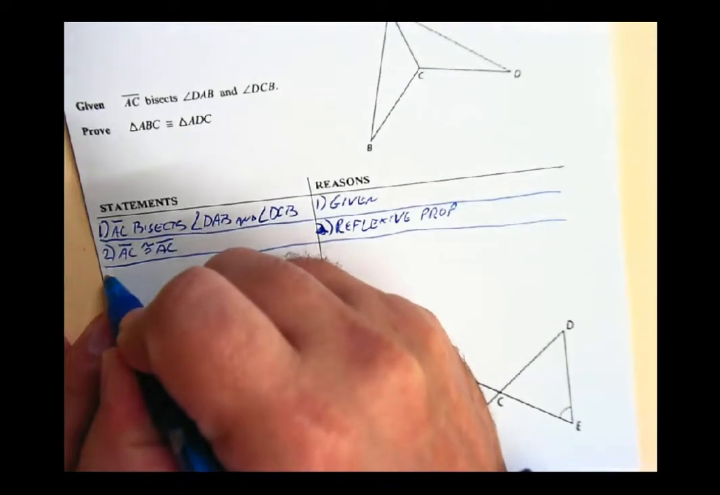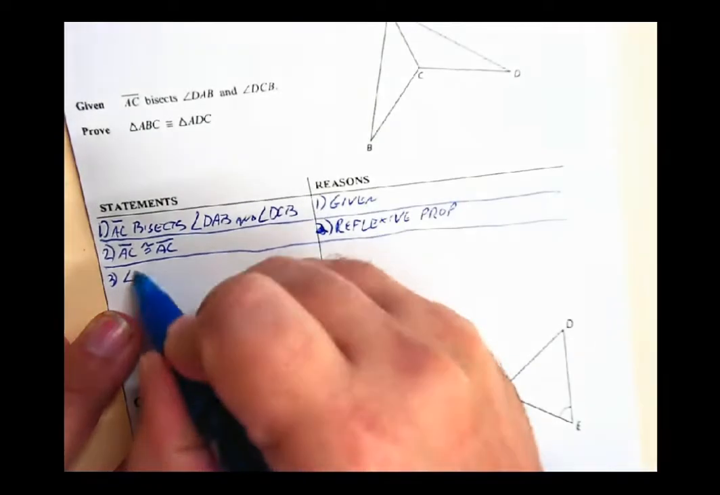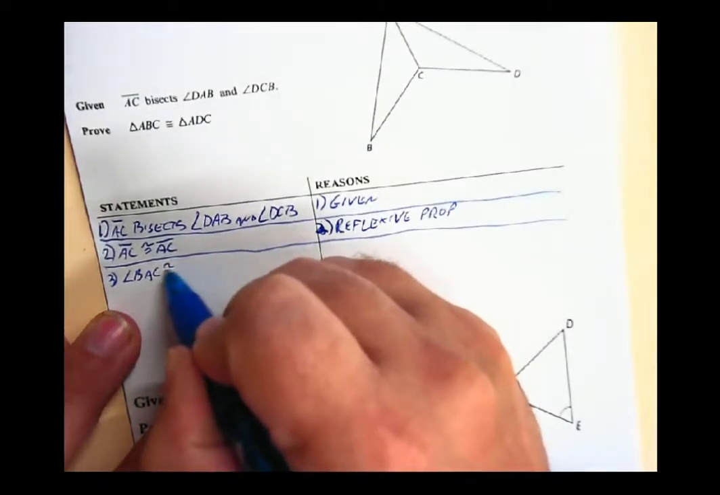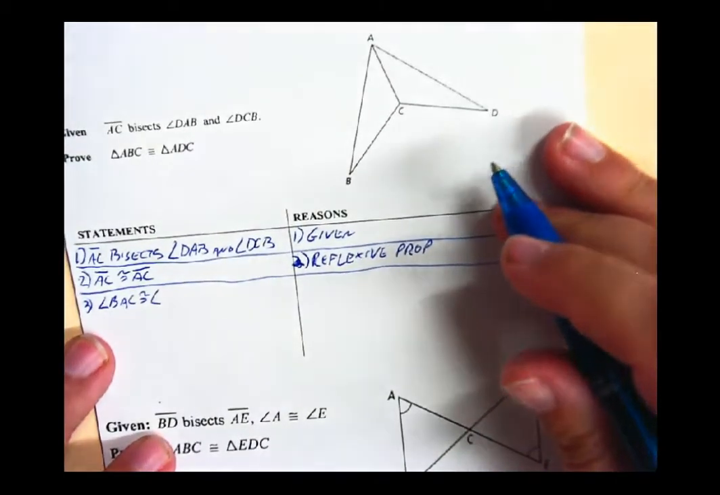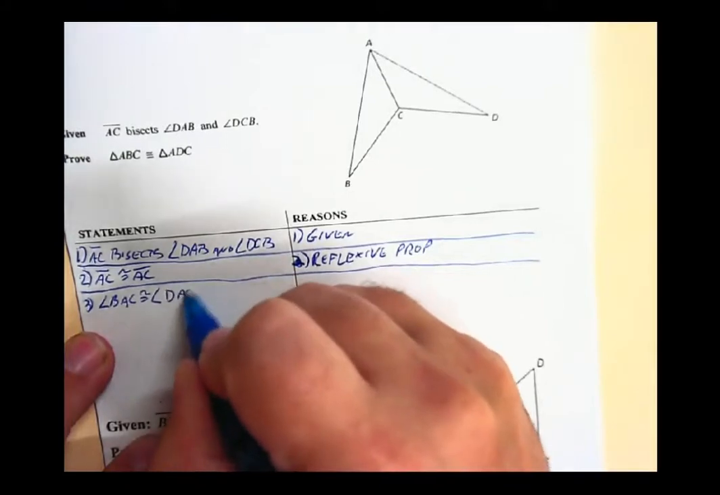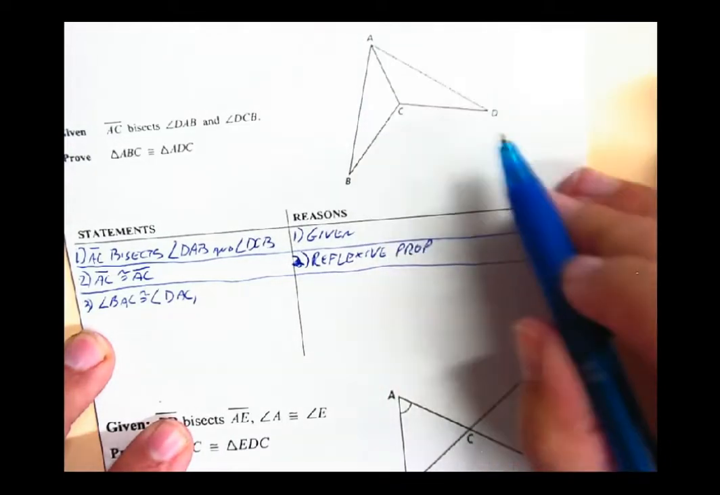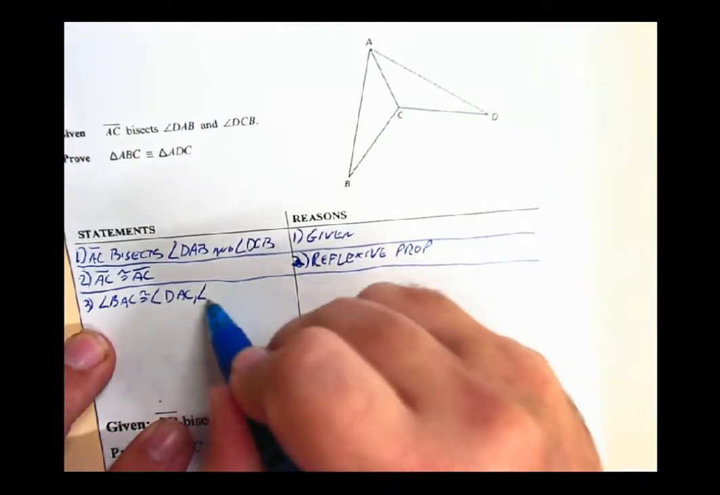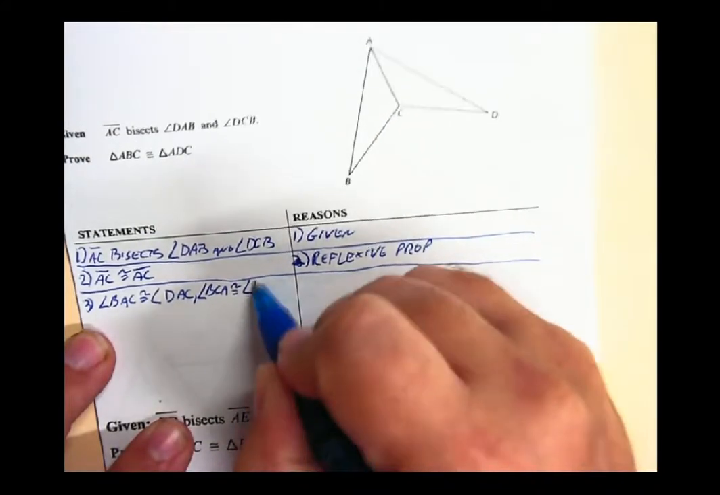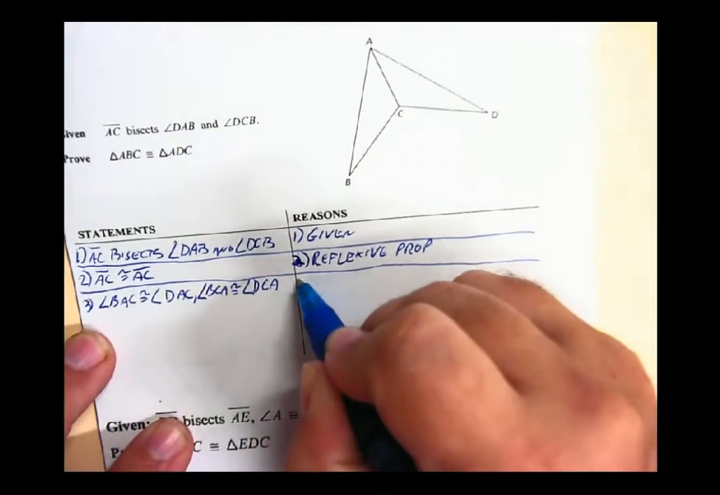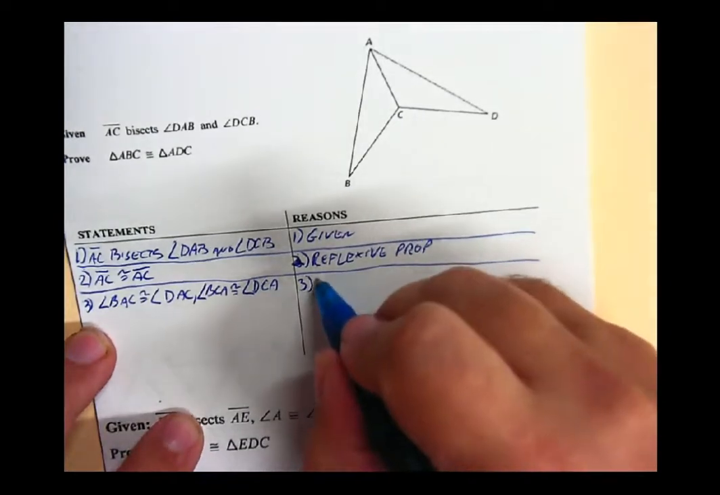Let's write down that these angles are congruent. So first we have angle BAC. Angle BAC is congruent to angle DAC. And also angle BCA is congruent to angle DCA. Why? Because AC bisects it. This is the definition of a bisector.